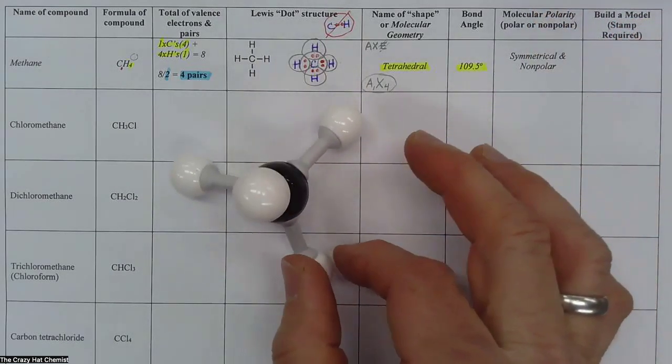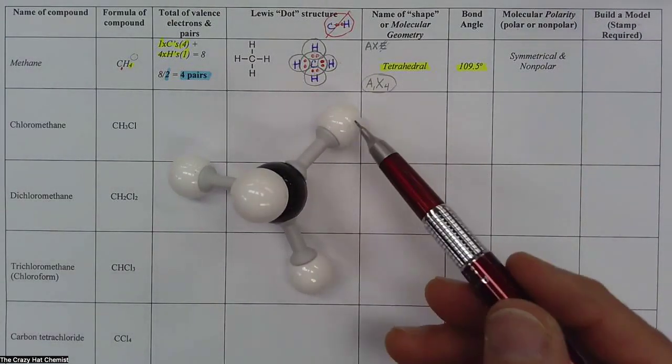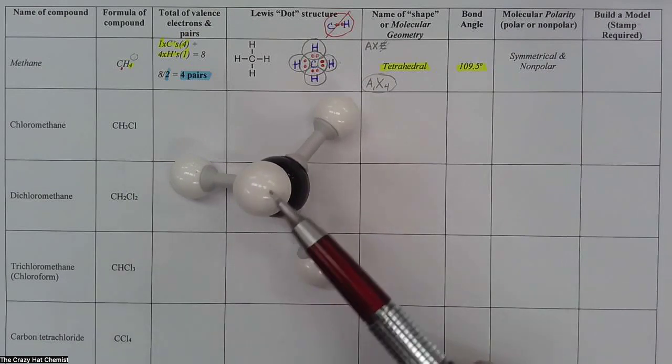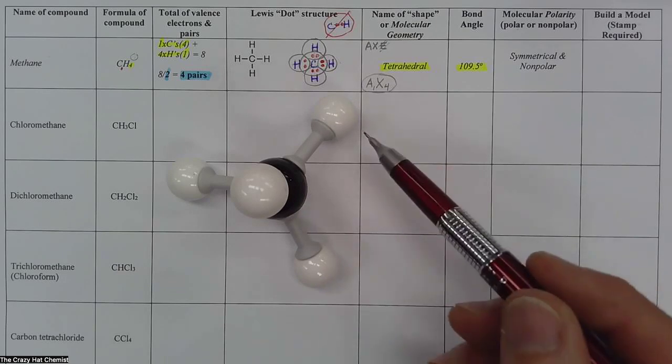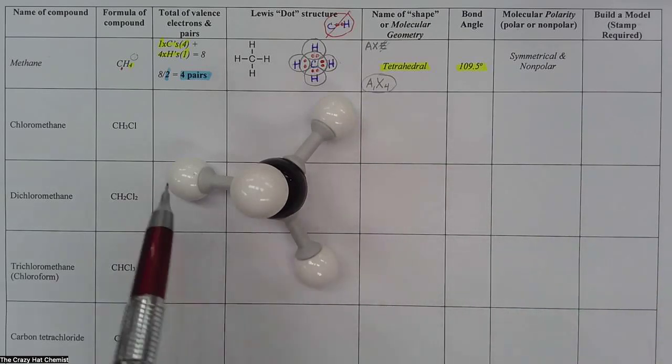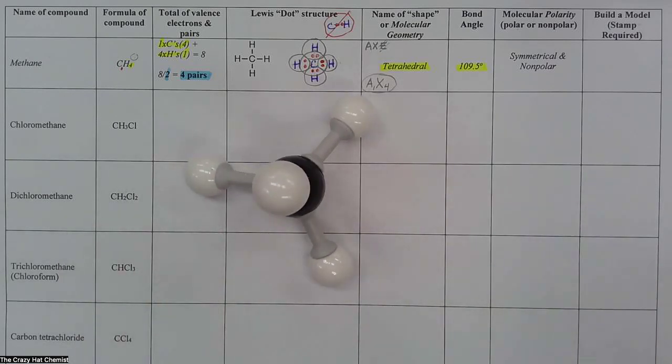So that means that since this shape is tetrahedral, the white things are at the apex or the corners of the tetrahedron. The bond angle of 109.5 is here, here, here, and here, here, and here. So everything has bond angles of 109.5.